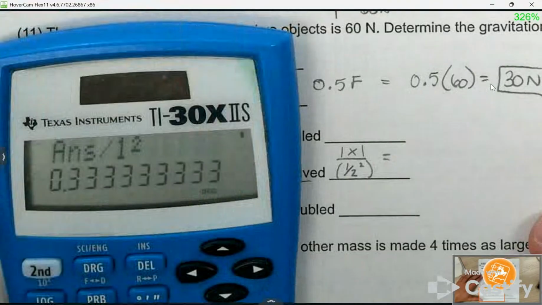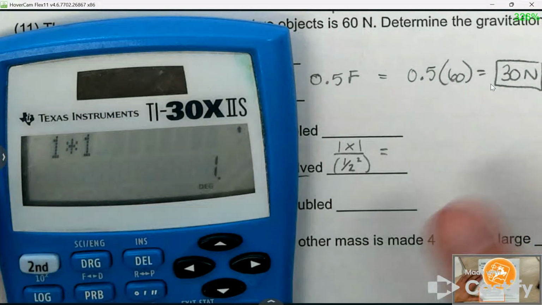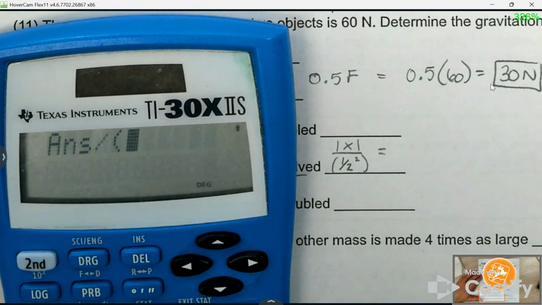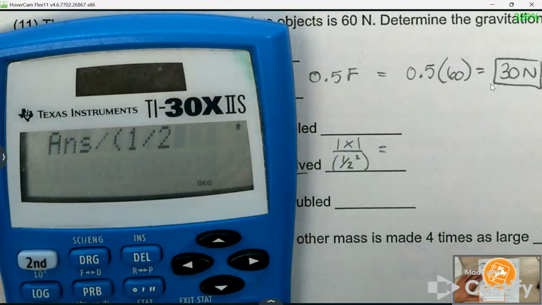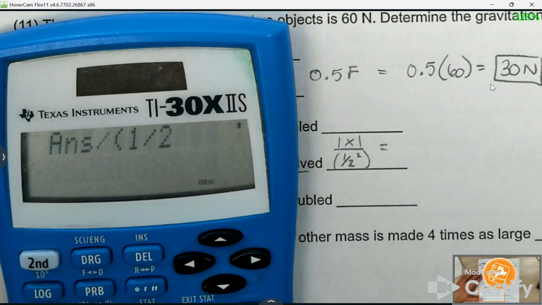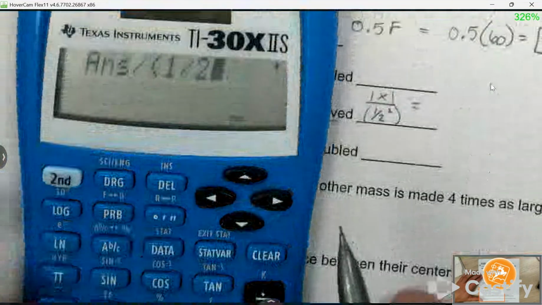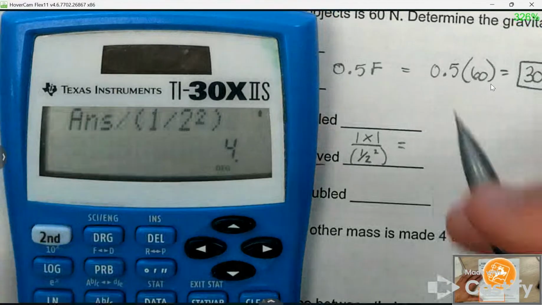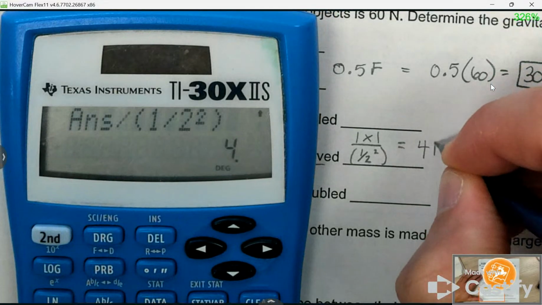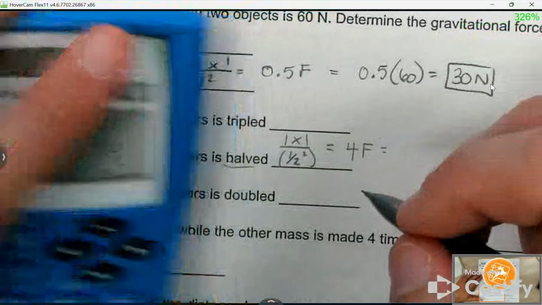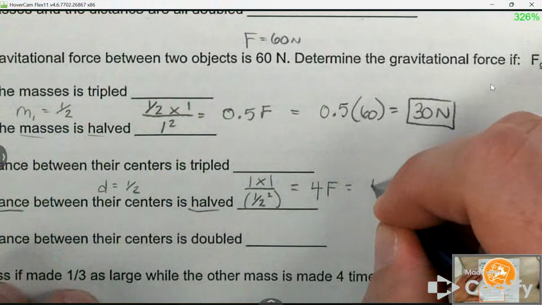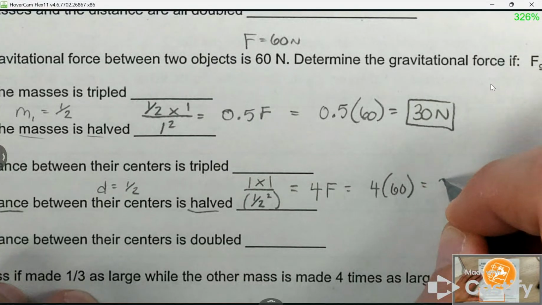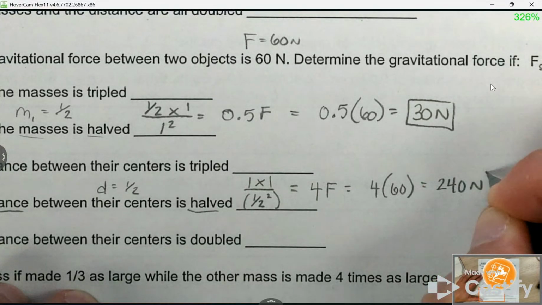So if you were to do this in your calculator, 1 times 1, got it, it's our 1. And we're going to divide that by, and I'm going to throw it in parentheses, our 1/2. So I'm going to hit 1 divided by 2, which is the same thing as our 1/2. And then I'm going to hit the x squared button. We're going to get our square up, close it, boom. And that is correct. We get 4 times the force. Now, the original F is 60, so we would have to do 4 times 60, and you should get what? 240 newtons.